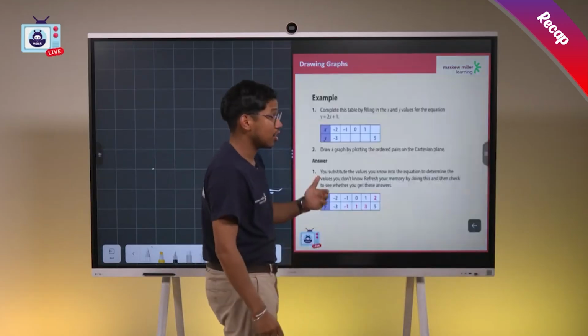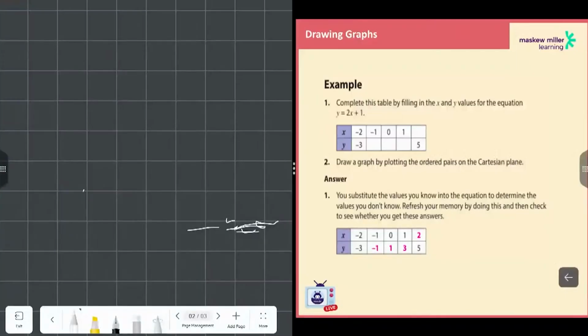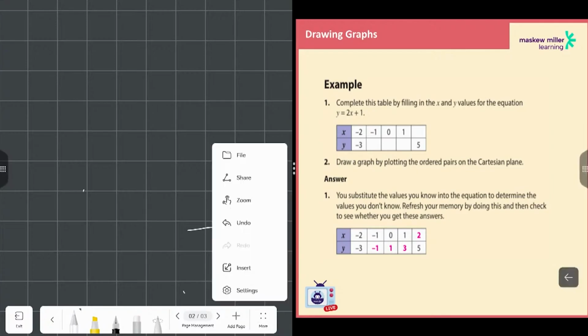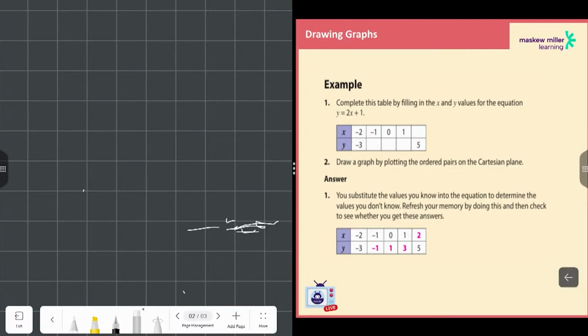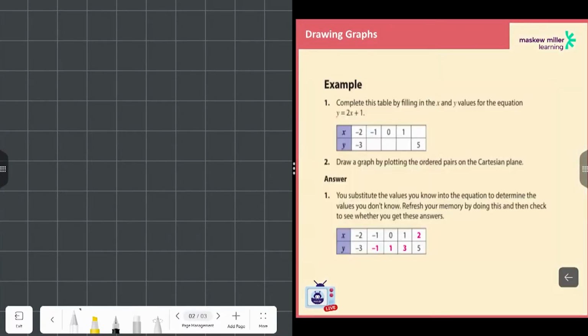All right, so here we have an example. So it says here, complete this table by filling in the x and y values for the equation y is equal to 2x plus 1, okay? So, look at this step over here. They told us that we're going to use a standard or a given equation. Where's our equation? Here is our equation given.